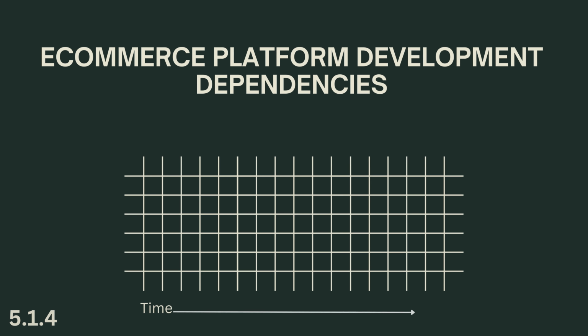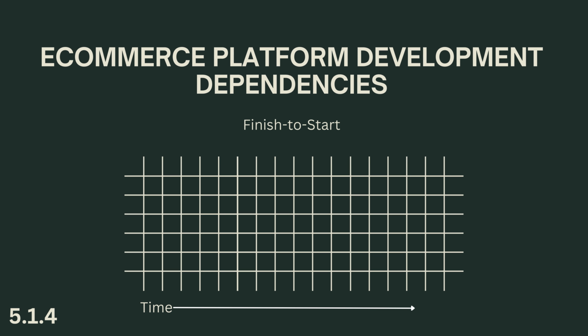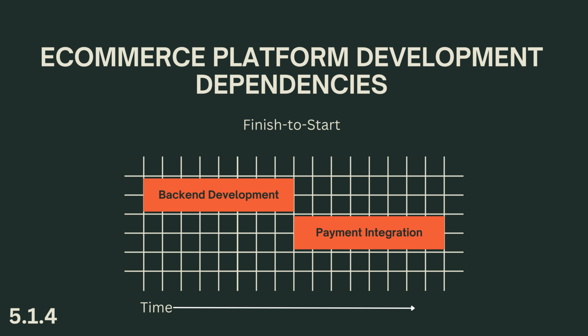Let's walk through an example of each type of dependency in our e-commerce platform development project. First, we have finish to start, the most common type. In our project, back-end development must be completed before payment integration can begin. This is because the payment system needs to interact with the back-end, so the core back-end functionality needs to be in place first. You can't integrate payments if there's no system to integrate them into.